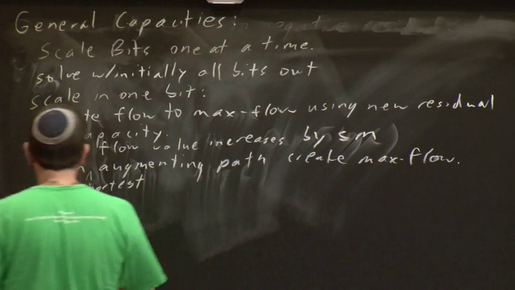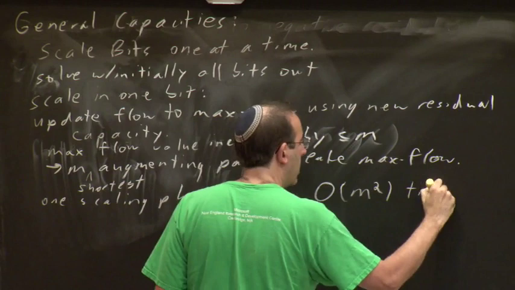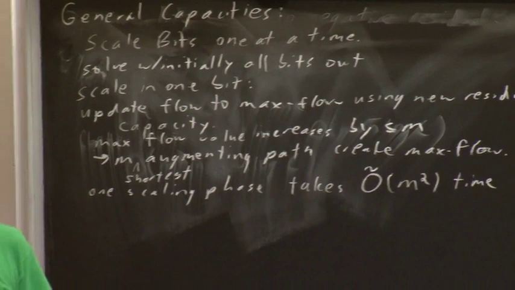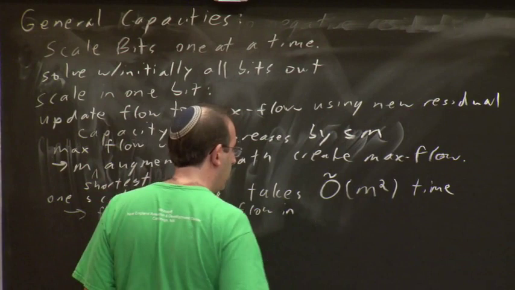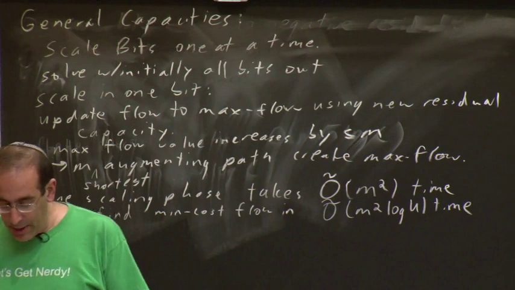So what this would say is that one scaling phase takes order m squared time, right? A flow of value m, and each augmentation takes O tilde of m, so you get m squared time. And so that would mean that you find your min cost flow in order of m squared log of U time. But I'm saying all of this hypothetically.